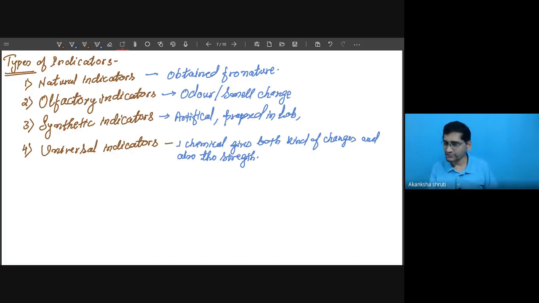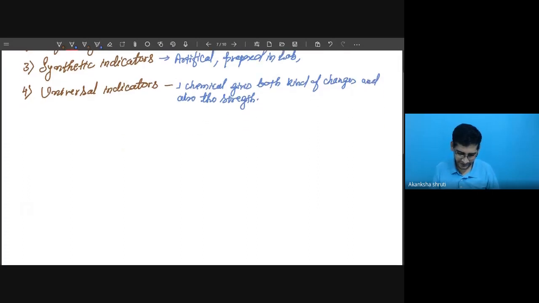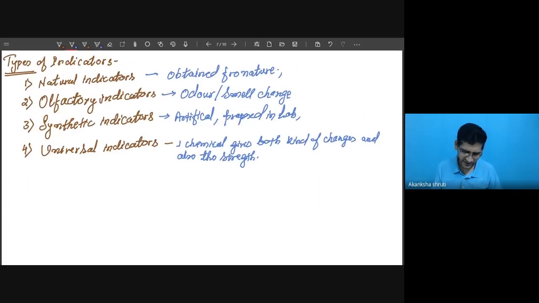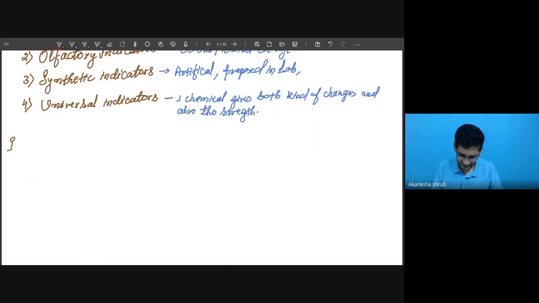You should have the definition, what is a natural indicator? Natural indicators are those indicators which are obtained from nature. If you want to write an example, you can write red cabbage and all those things. In the same table, I am going to write. Okay, students? So write, the very first is indicators. So draw the table like this. What are the various indicator categories? The first one is our natural indicator.